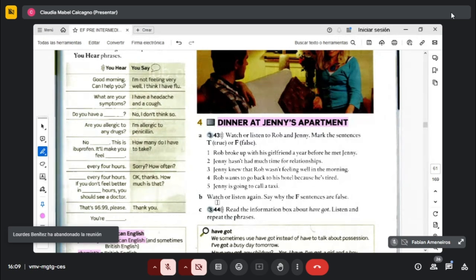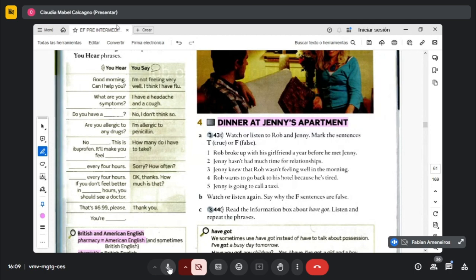So, activity 4, dinner at Jenny's apartment. We have: Rob broke up with his girlfriend a year before he met Jenny. True or false? True. False. Who said false? Me, because it was a few months ago, not a year. It says a few months. Exactly, it's not one year ago. It was a few months ago.